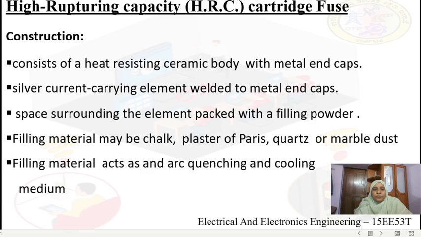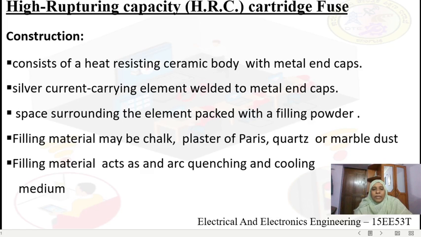An HRC fuse consists of a heat resisting ceramic body with metal end caps. Just now I told you the cartridge is usually made up of a heat resisting ceramic body with metal end caps and a silver current carrying element. The fuse element we are going to use is made of silver and is welded to the metal end caps. Now the space between the ceramic body and the silver element is covered with the filling powder.